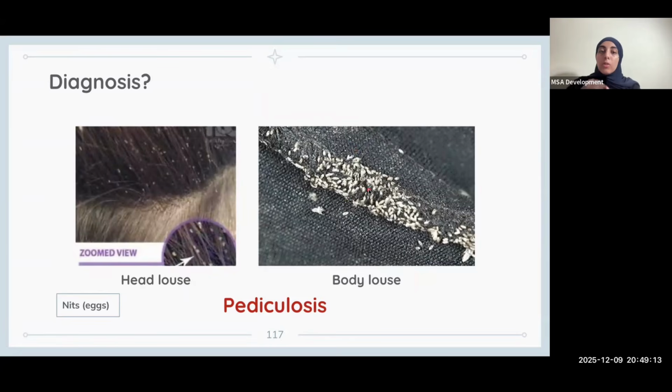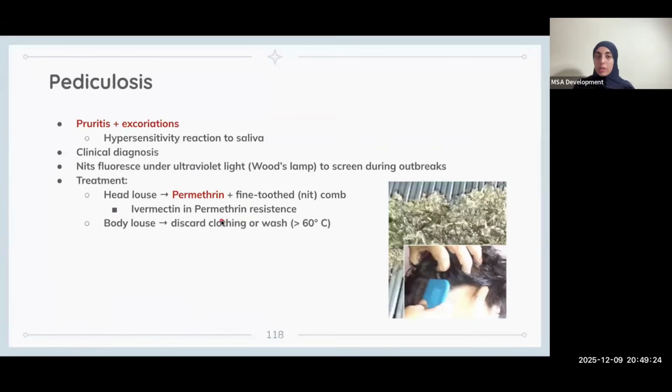The body louse is not actually found on the skin. It's found in the clothes. So if you want to look for it, look in the clothes of the patient. Don't look on their body. You won't find anything. And these are the eggs, okay? How do you diagnose it? Or first of all, how does it present?